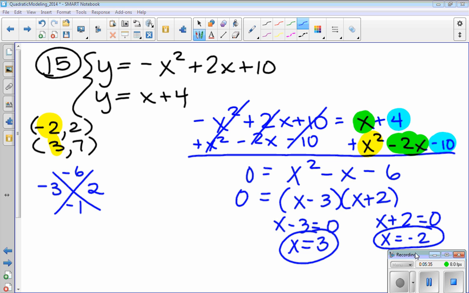Yes, ma'am. If we're on the test, do we have to do all the work? If I say solve by substitution, I want it all. But on an SOL, they're not looking for work. What are they looking for? The answer. And so that's why I show that to you, because I want you to know how to find the answer.